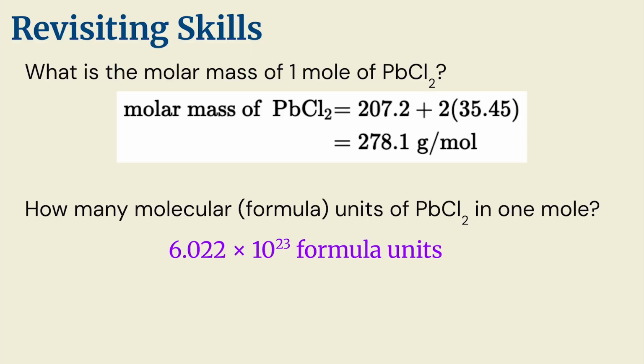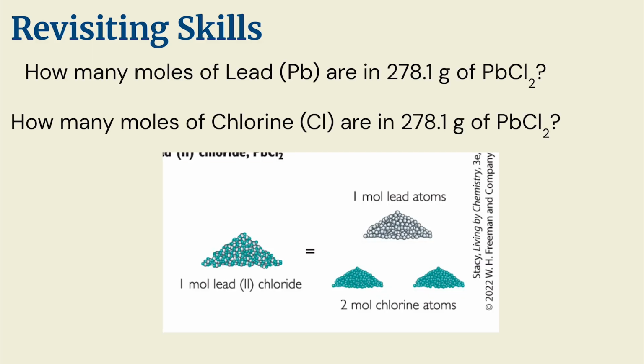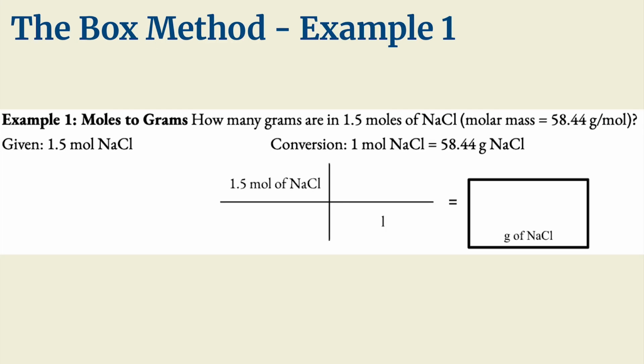Okay, and so there it is again. We've got 1 mole of lead 2 chloride, and how many moles of chlorine are there? Well, there are 2 moles of chlorine. All right, so now we're going to go through our box method example 1.